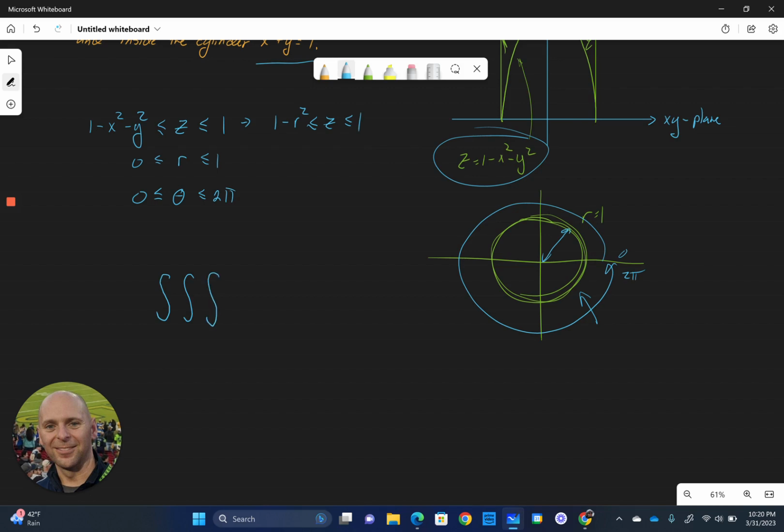We have our triple integral. We're finding volume, so we're just integrating 1 dV. But dV for cylindrical coordinates, you'll remember, is r dz dr d theta. Our z bounds go from 1 minus r squared to 1. r is going to go from 0 to 1, and theta is going to go from 0 to 2 pi. So there's your setup. Of course, 1 times r is just r, so we might as well do that.